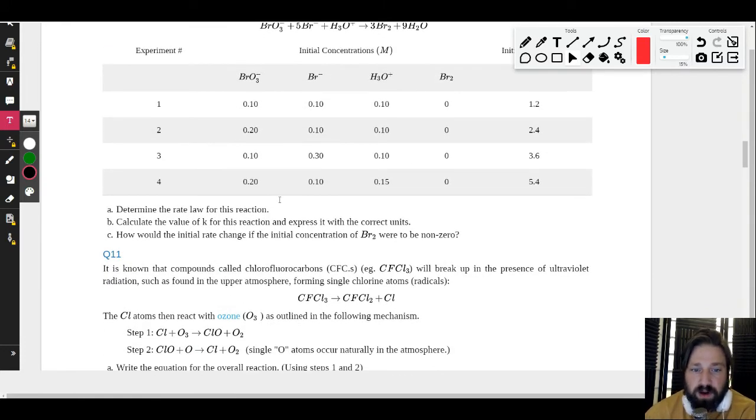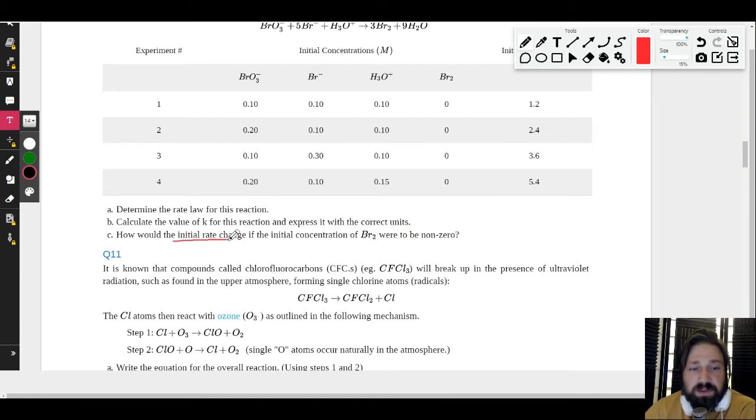One other thing to be aware of is that they may say express K with the correct units. You can go through like I did before to figure out what the units are. If it's 0th, it's molar per second. If it's first, it's per second. If it's second, it's 1 over molar seconds. Third is going to be 1 over molar squared seconds. Fourth is going to be 1 over molar cubed seconds, and so on and so forth.